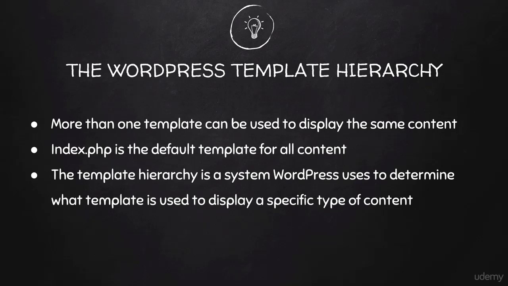Now, the template hierarchy itself is a system that WordPress uses to determine what template is used to display a specific type of content. So going back to the very first point where I said more than one template can be used to display the same kind of content, the template hierarchy is what WordPress will deploy to determine which template file will first of all be used, and then if that template file doesn't exist, it will jump on to the next template file, and so on and so forth until it gets to the index.php. That's what this template hierarchy is all about.